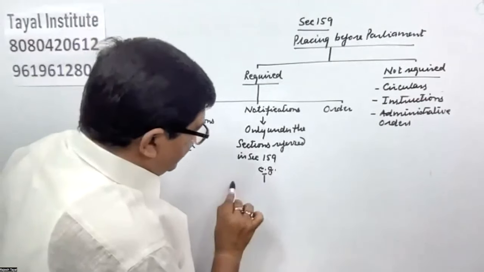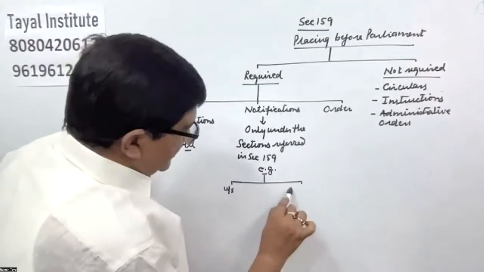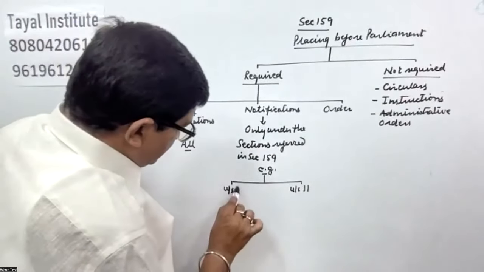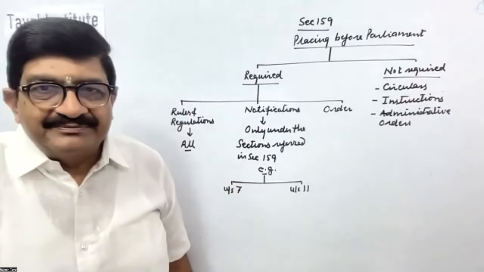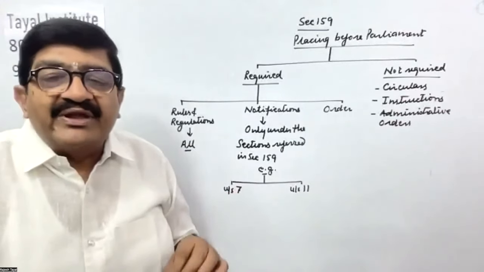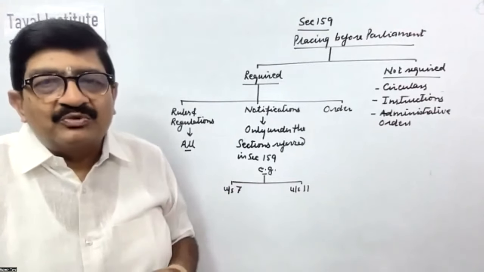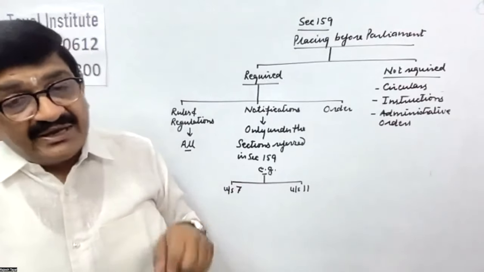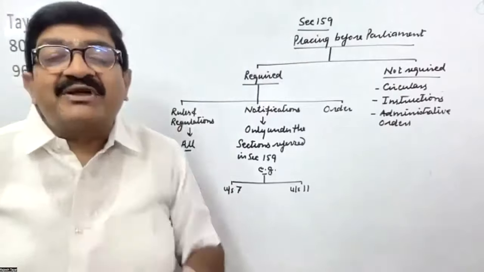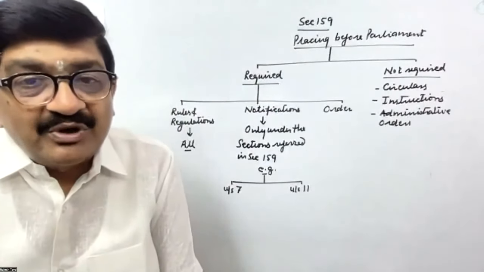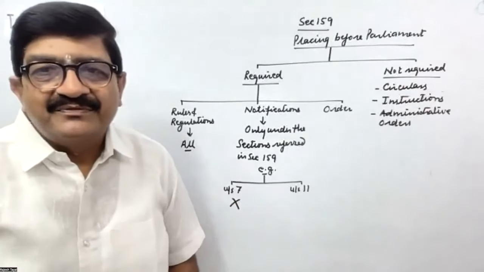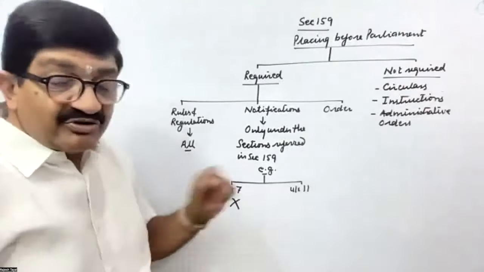For example, now there is a notification under section 7 and under section 11. Only for example, I'm giving you. Okay. So here, under section 7, the board is having the right to appoint custom port, custom airport, land custom station, coastal board, coastal port, etc., all the places. And for that, again, a notification is required. So notification is issued under section 7. But section 159 does not have the reference of section 7. So when notification is issued under section 7, that is not required to be placed before the parliament. But notification issued under section 11, that is required to be placed before the parliament.